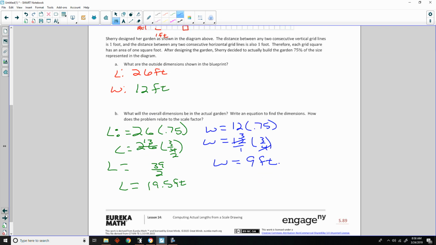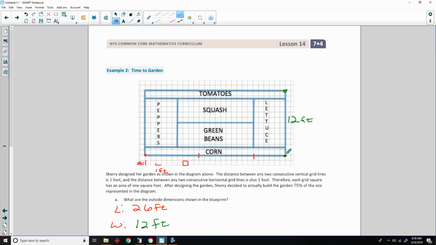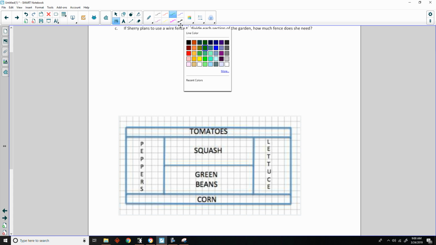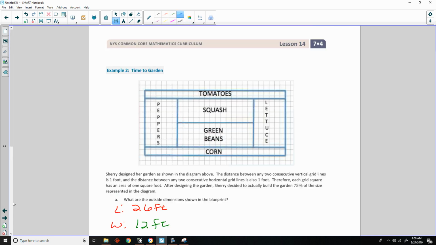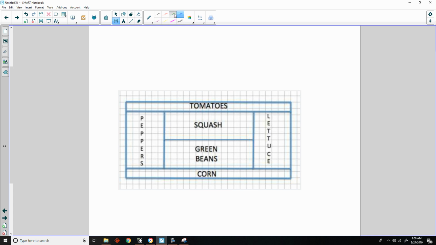Okay. C, if Sherry plans to use a wire fence to divide each section of the garden, how much fence does she need? Okay, so that's perimeter, and she wants to fence each portion. So now we have to find the distance around all of these. I'm going to copy this to the next page so we don't have to keep going back and forth. Okay, so here we go. First thing I'm going to do is just count the units. So if I go back to the original, it was 26 by 12. So this is 26, and the whole thing is 12.